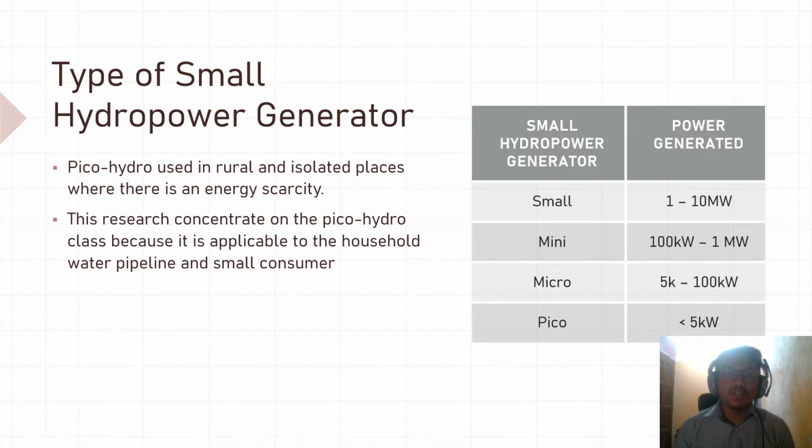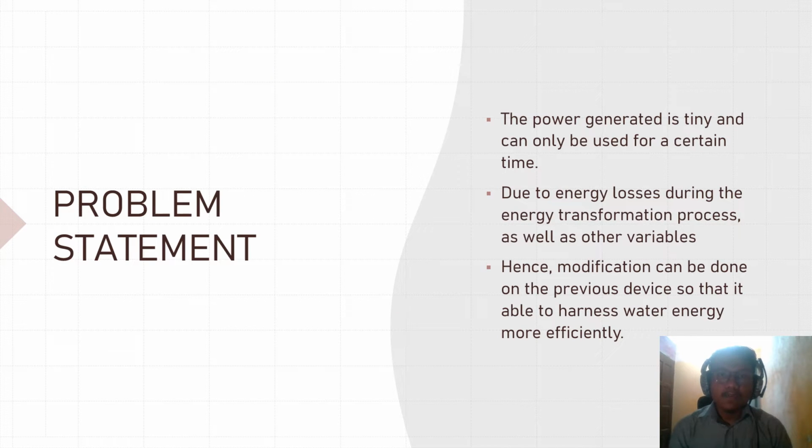For the problem statement, the main issue that we found during the research is that the power generated by the Pico-Hydro system is small and the energy can be used only for a short time. This happens due to the energy losses during the energy transformation process, which is the kinetic energy to mechanical energy into the electric energy.